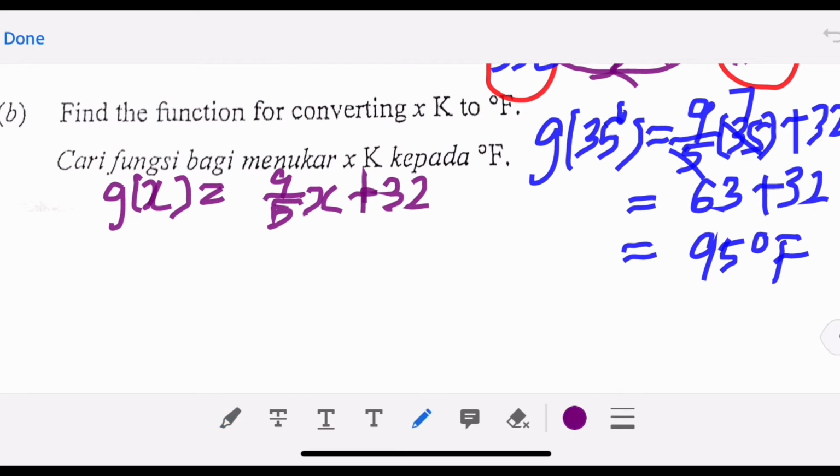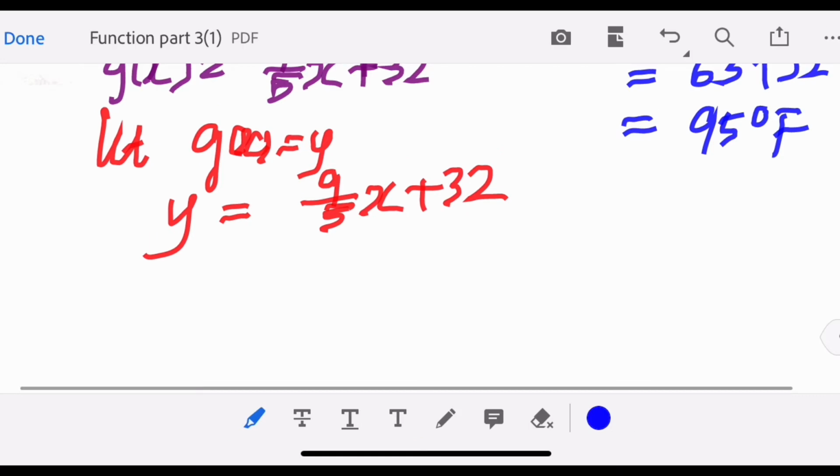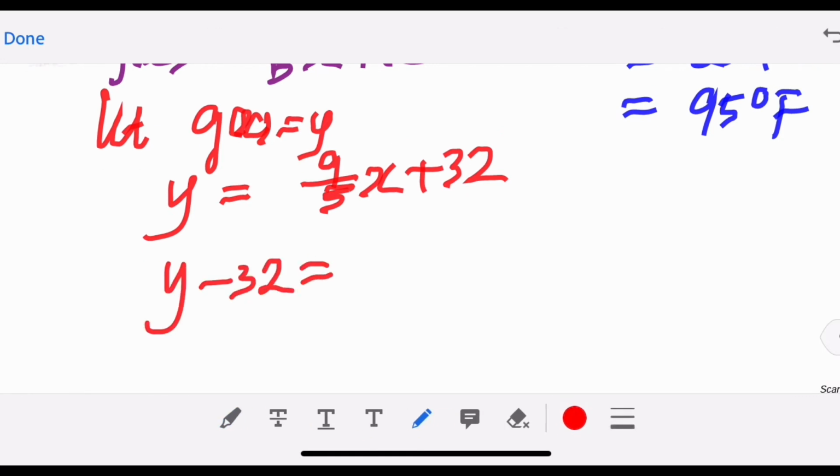Alright, but to make it simple, we always say, okay, you want to find the inverse, you let g(x) equal to y. This is the most common way to do. We just follow the steps because we know that we are going to reverse back the function, right? So now we will actually solve y minus 32 equals 9 over 5 x, and then you multiply by 5: 5 times (y minus 32), what do you get?